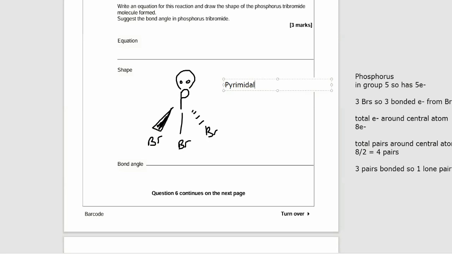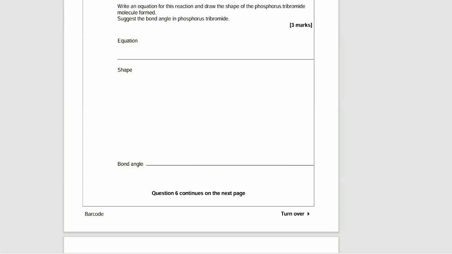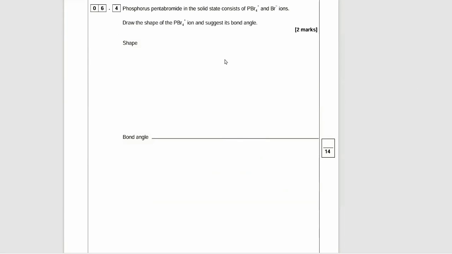You get extra repulsion because of that lone pair. So the bond angle is slightly smaller than it would be with a normal 4 pair. 109.5 is what we get with a tetrahedral structure. But for every lone pair, you minus 2.5 degrees. So because there's 1 lone pair here, instead of a bonded pair, we're going to reduce that to 107. So the bond angle is 107 and the shape was pyramidal.